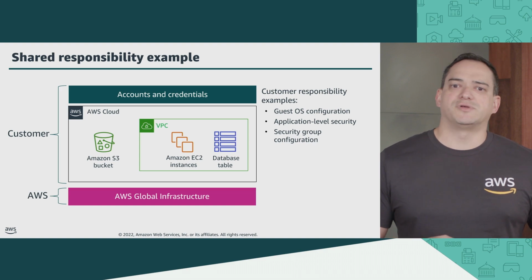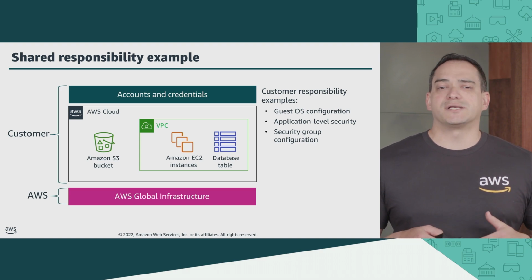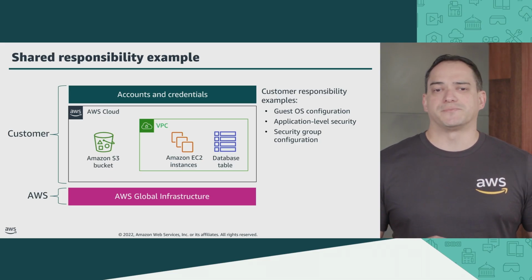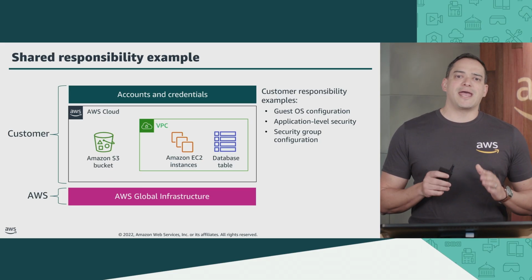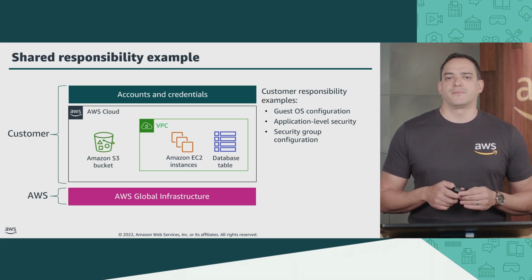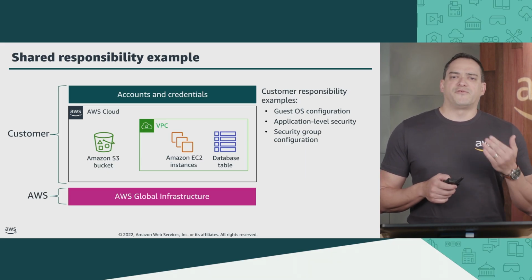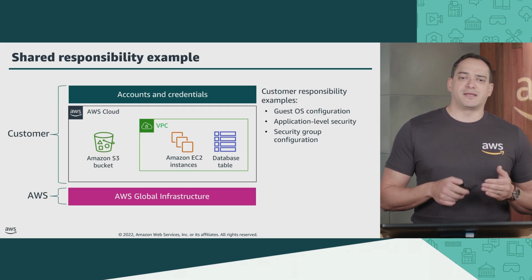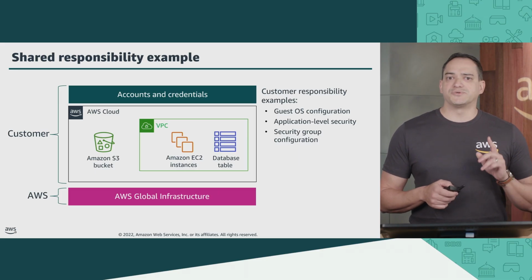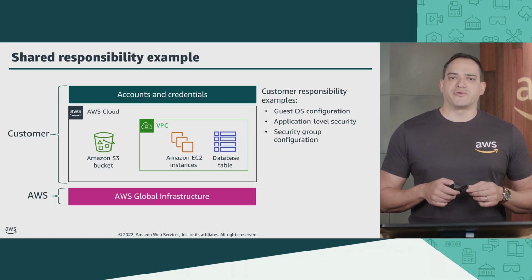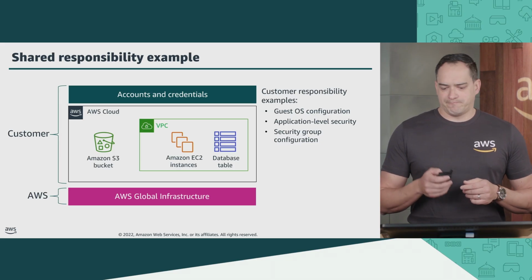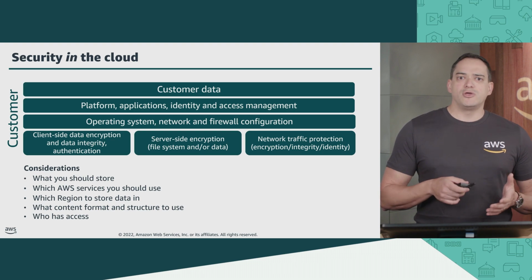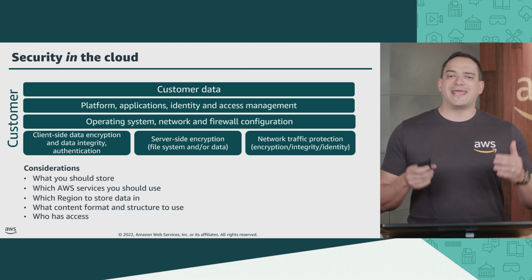You, the customer, are responsible for managing the guest OS that runs on the EC2 instances, including Microsoft Windows or Linux OS updates and security patches. You're also responsible for managing any application software or utilities that you install. Additionally, you are responsible for the configuration of the security groups that control network access to each EC2 instance and to the RDS database instance. Finally, you're also responsible for configuring security on the S3 bucket and the objects that you store in it. While AWS secures and maintains the cloud infrastructure, you are responsible for securing everything that you put in the cloud.